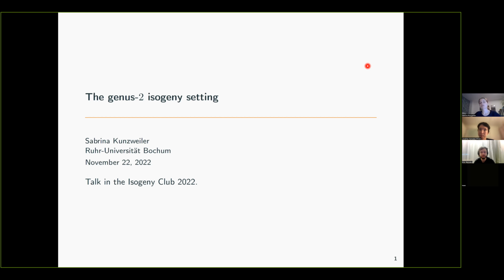So in this talk, I want to explain a bit what kind of objects we are dealing with here, to explain what a genus 2 curve is, what a Jacobian of such a curve is, and also how to compute isogenies between them. But there, the focus will be on Richelot isogenies, which are the easiest kind of isogenies to compute.